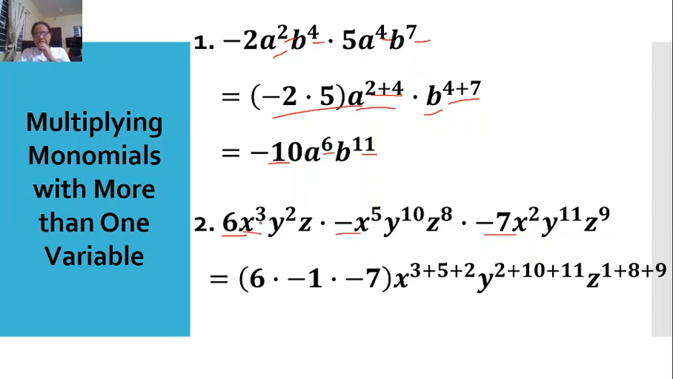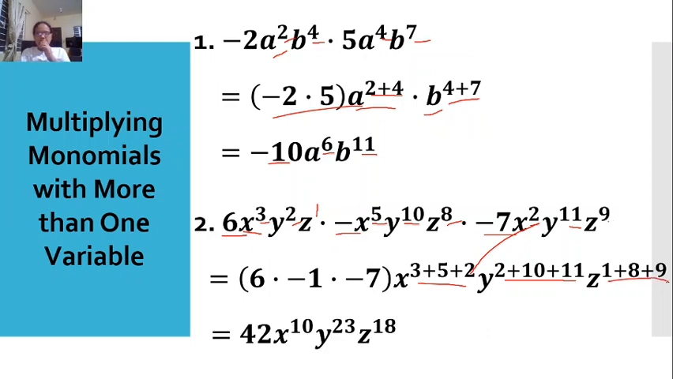So we have 3, 5, and then 2 for x. And then we have 2, 10, and then 11 for y. And then we have 1 here that's invisible, 8 and 9 for z.